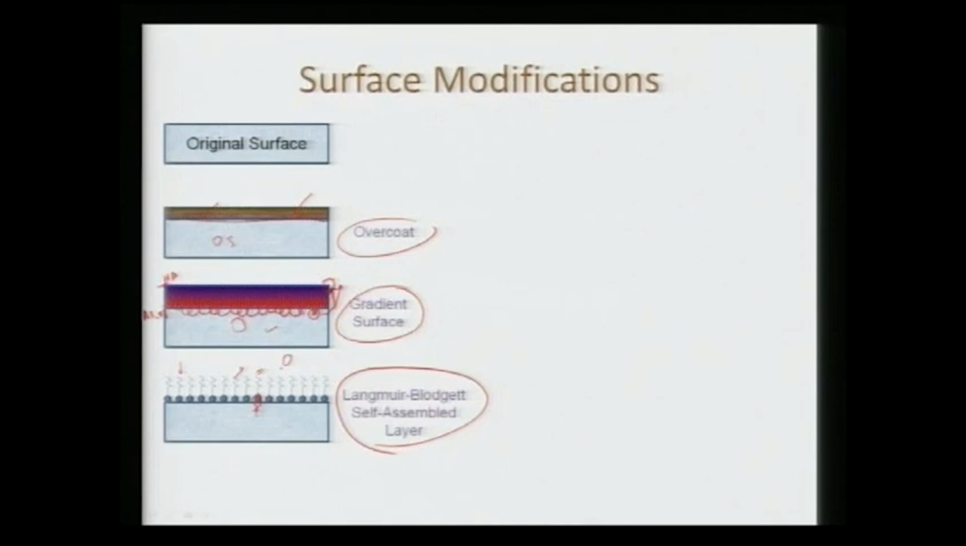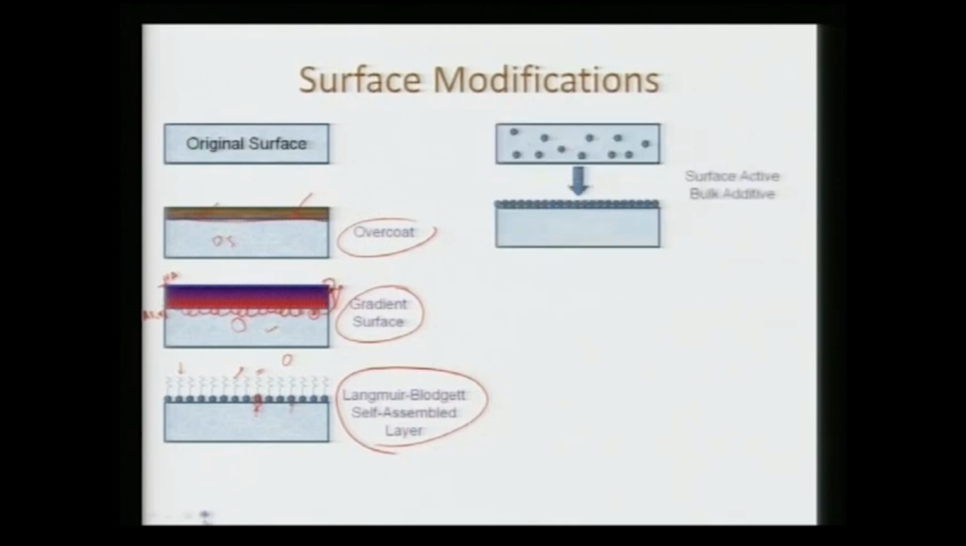It can be done otherwise also. We can let the hydrophobic region get attracted on the surface, and then let the hydrophilic region come on the top surface. So, we can apply these Langmuir-Blodgett self assembled layers for again imparting certain functionality.